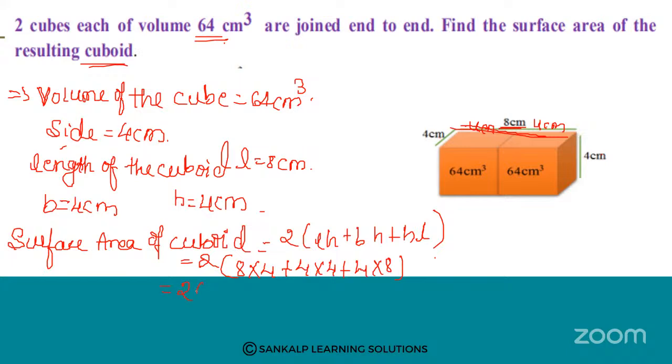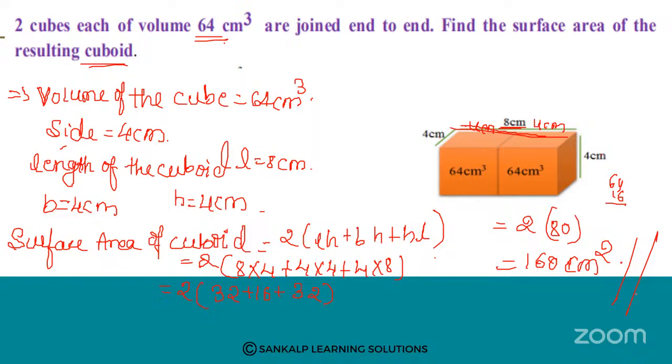2 into 8 4s are 32, plus 4 4s are 16, plus 8 4s are 32. 32 plus 32 is 64. 64 plus 16, that is equal to 80, right? So 2 into 80 is 160 centimeters square. This is the surface area. So the answer is 160 centimeter square.